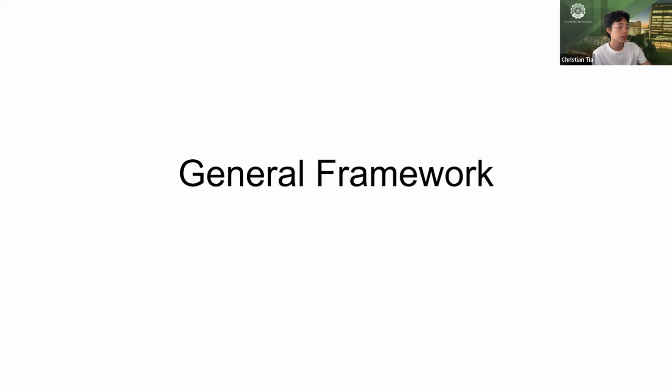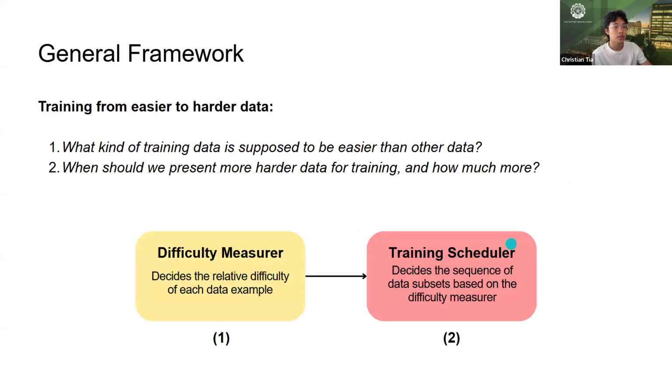So now we can look at the general framework. Since we're training from easier to harder data, there are two main questions that we need to answer here. Number one is what kind of training data is supposed to be easier than other data? This seems like a subjective question, so how can we actually translate that into something that the model can understand? And second, when should we present more harder data for training, and how much more do we add per step?